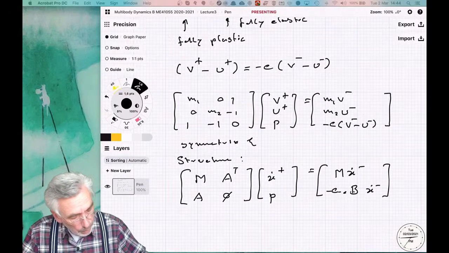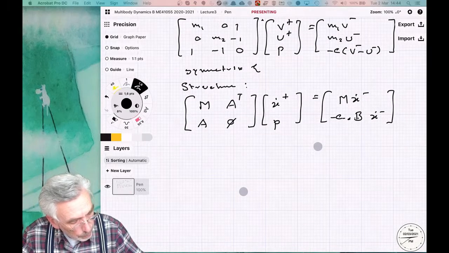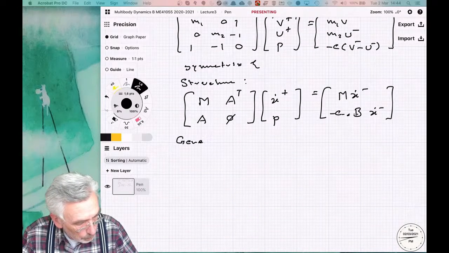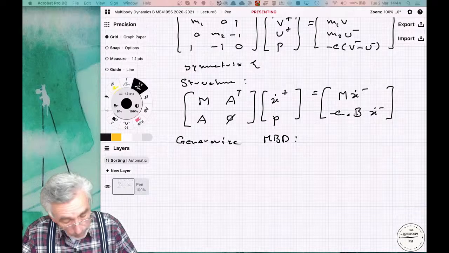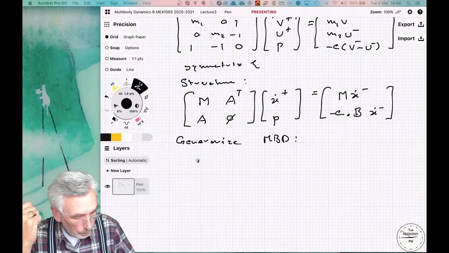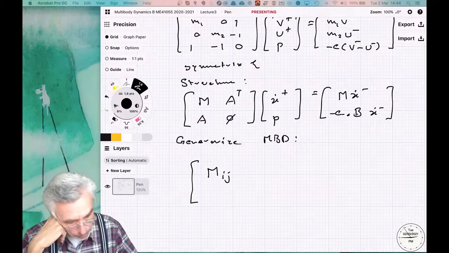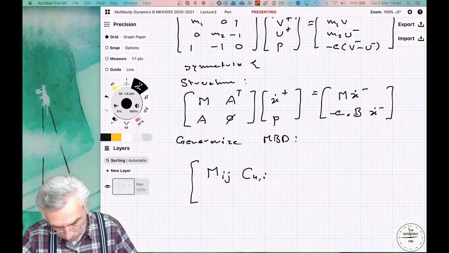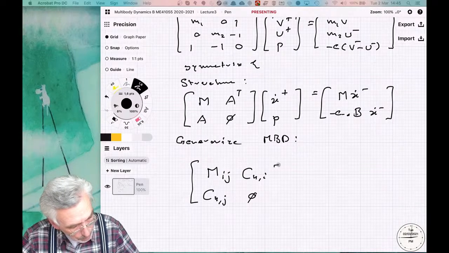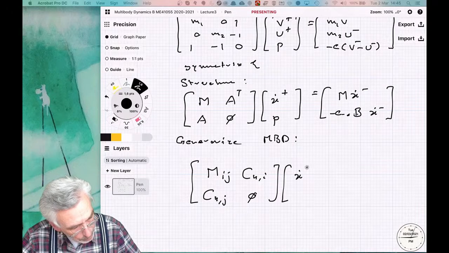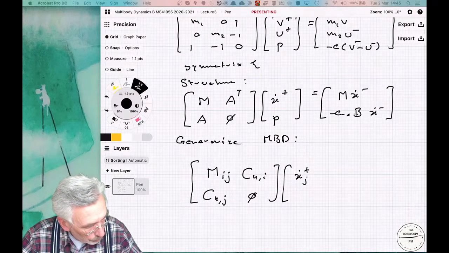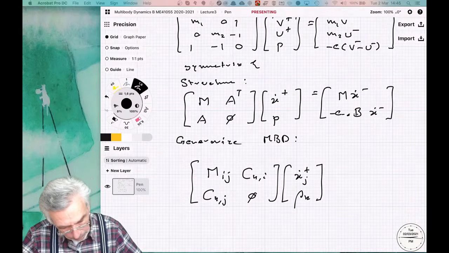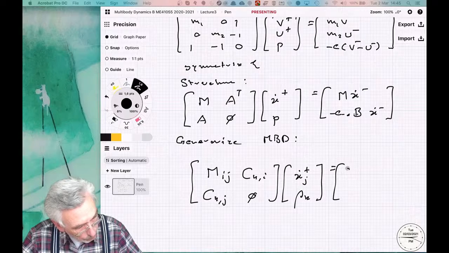And indeed, if you generalize that for a multi-body dynamic system, and that's all in the book, we get the following set of equations. We get Mij, then Cki, Ckj, zeros. Then here we have the velocities after impact. Then here I call them rho, but you could call them lambda. I'm going to call them rho k, because they're multipliers. And then on the right-hand side, I have applied impulses.